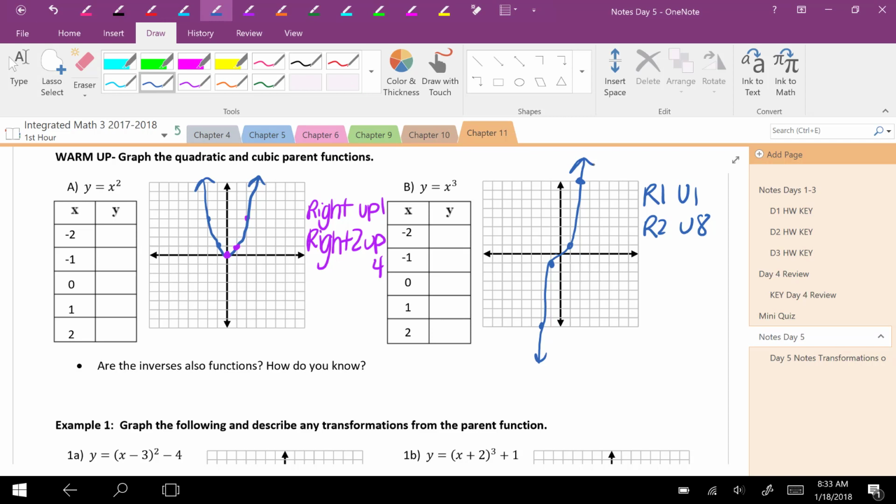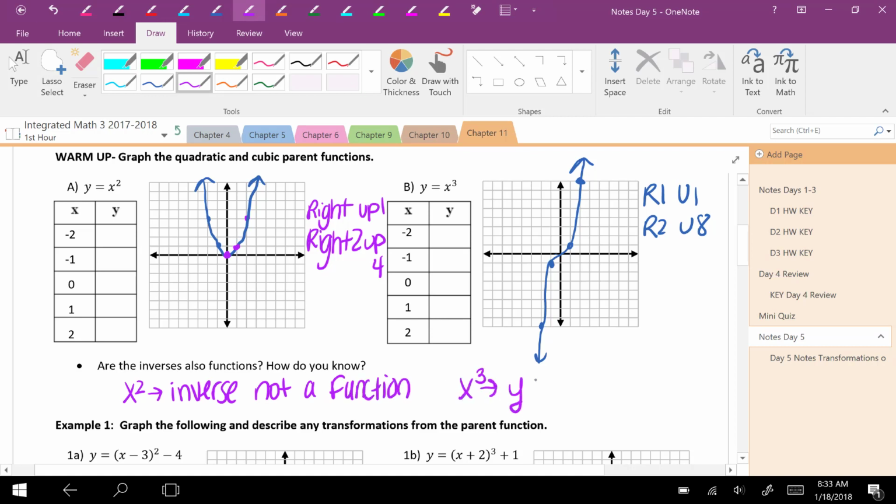Okay, so now we're going to ask ourselves, are the inverses also functions, and how do you know? Let's talk about the very first one. Is the inverse of a quadratic a function? No. So the inverse of x squared is not a function. And then what about x cubed? Yes. Okay, x squared's inverse is not a function because it does not pass the horizontal line test. And that's when we had to restrict the domain.